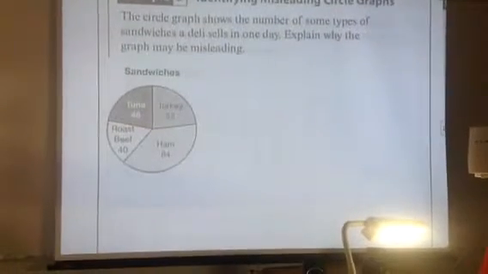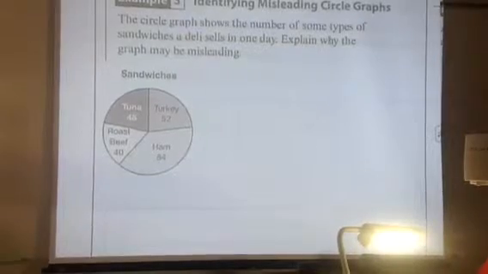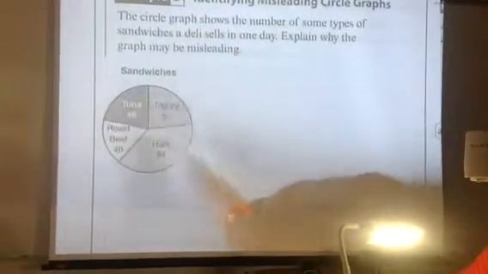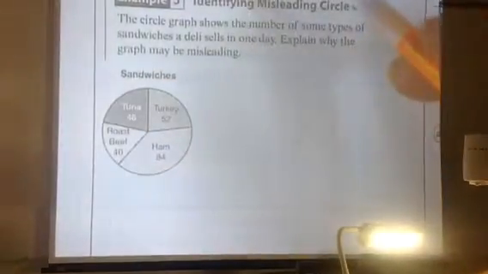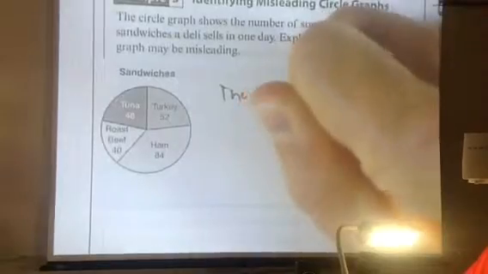Look on the back. The circle graph shows the number of some types of sandwiches the deli sells in one day. Explain why the graph might be misleading. Well, the circle graph only includes tuna, turkey, ham, and roast beef. Also, there's a couple of things here.